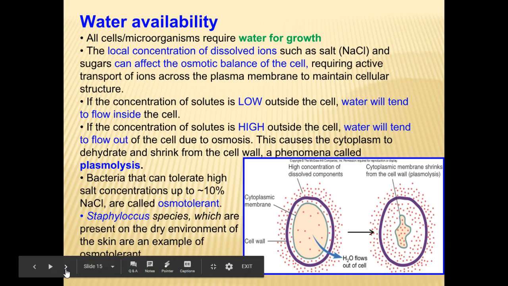If the concentration of solutes is low outside the cell, water will tend to flow inside the cell. If the concentration of solutes is high outside the cell, water tends to flow out of the cell due to osmosis. This causes the cytoplasm to dehydrate and shrink from the cell wall, a phenomenon called plasmolysis. Bacteria that can tolerate high salt concentrations, up to nearly 10% salt, are called osmotolerant. Staphylococcus species, which are present on the dry environment of the skin, are an example of osmotolerant.